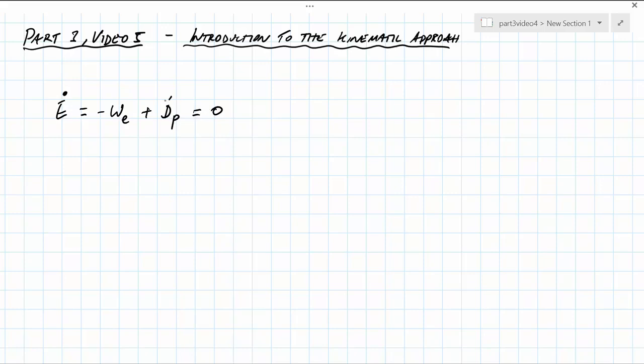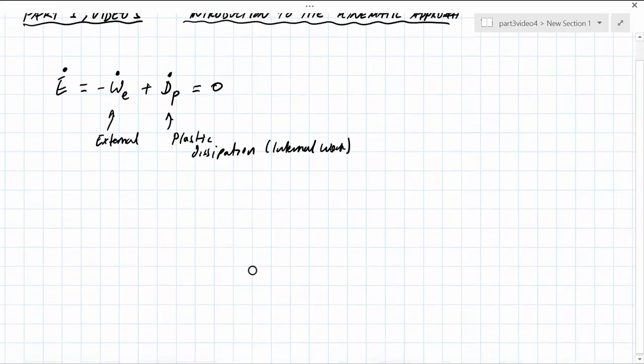The dots indicate rates of work or rates of energy change, where WE is the external work, that is the work being done by the loading, and DP is what we call the plastic dissipation, or sometimes known as the internal work. And this work occurs at the plastic hinges. In order for the energy to be balanced, this equation must sum to 0.